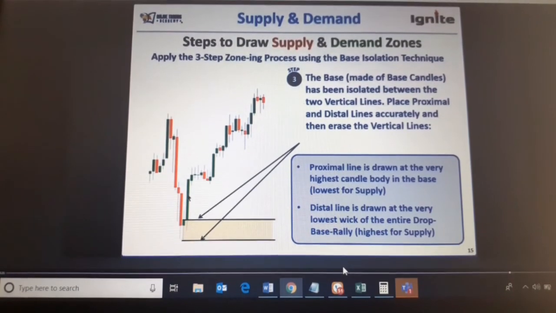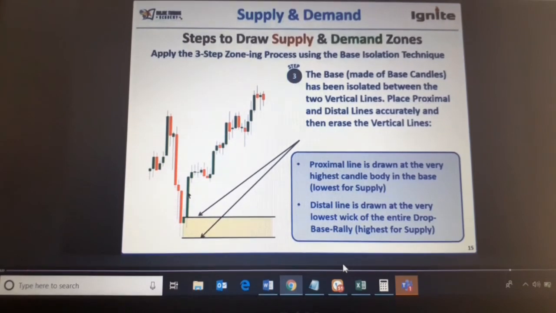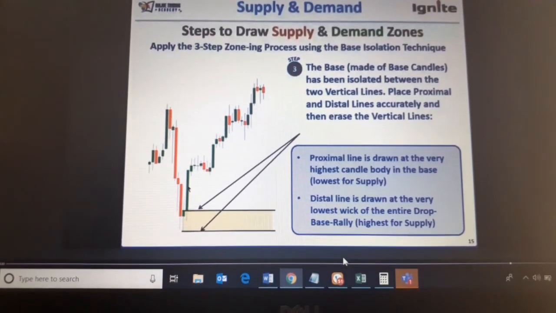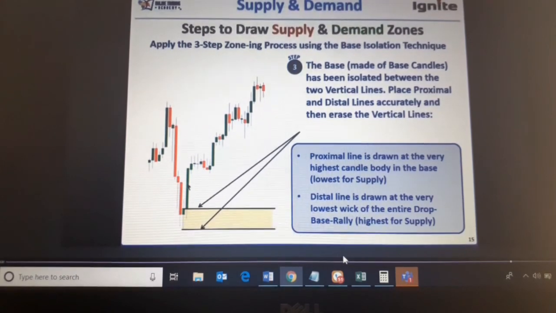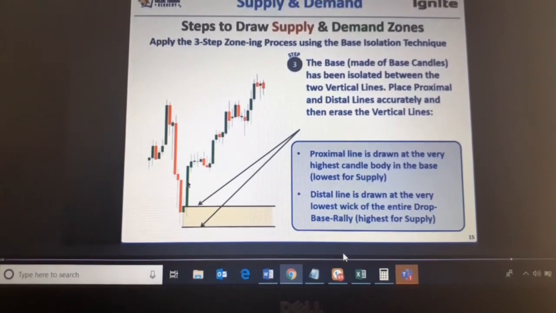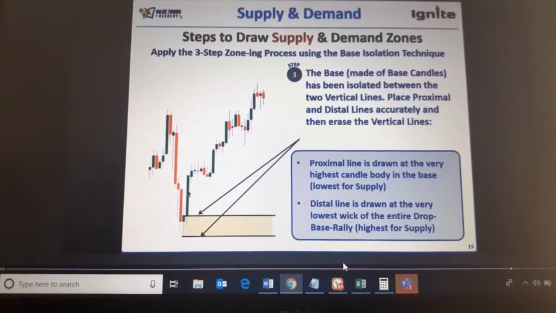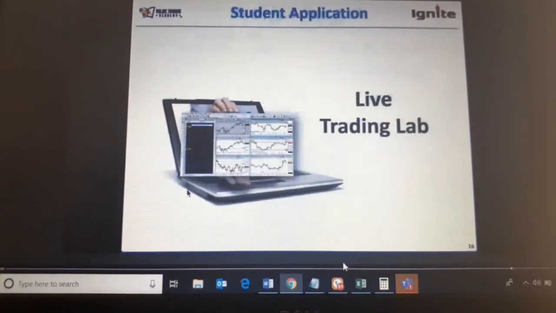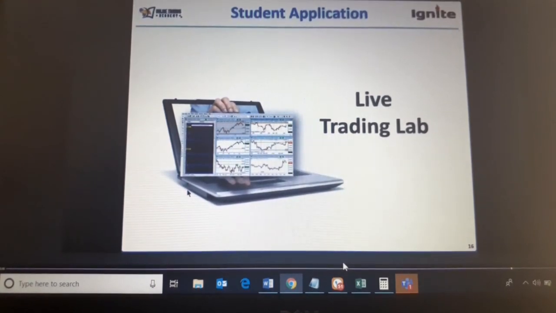Once you get acquainted to this, you don't need to draw the vertical line and horizontal line. You just take your demand zone tool and draw it as it should be. Okay, if it's a drop base rally, you draw it accordingly. If it's a rally base rally, you draw it accordingly. Okay, so has this been understood? Has this been understood?